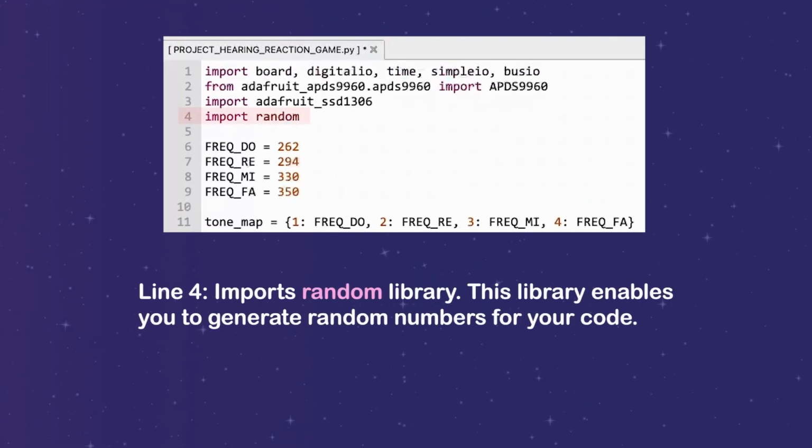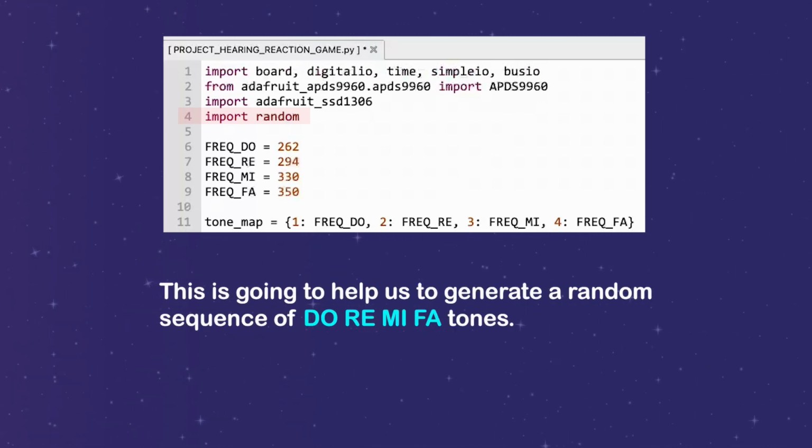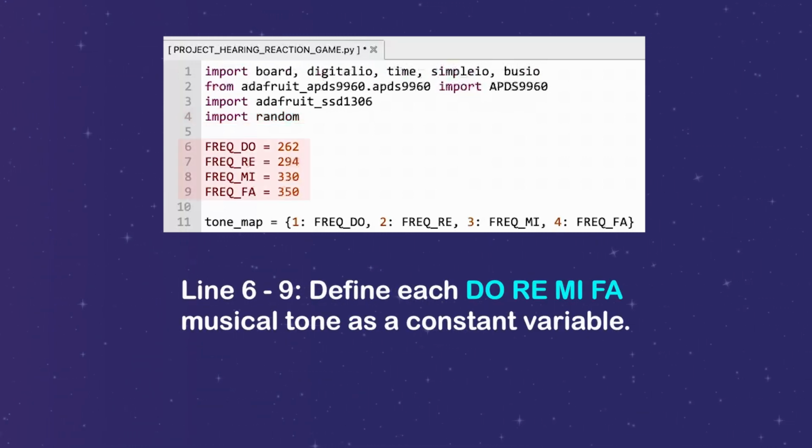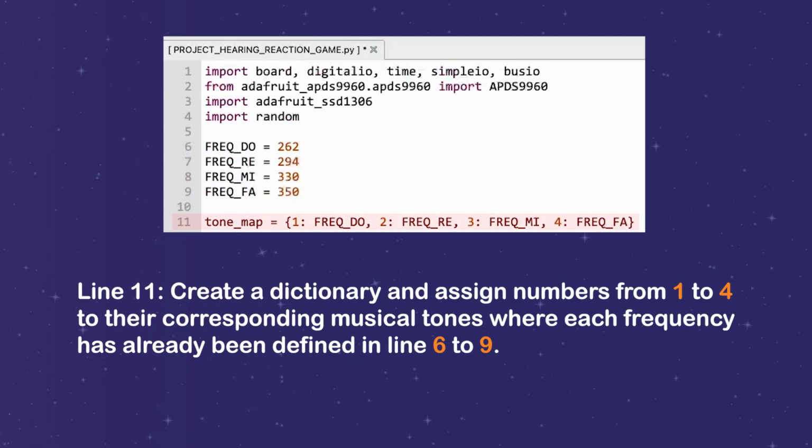Line 4 imports random library. This library enables you to generate random numbers for your code. This is going to help us to generate a random sequence of Do, Re, Mi, Fa tones. Line 6 to 9 define each Do, Re, Mi, Fa musical tone as a constant variable. Line 11 creates a dictionary and assigns numbers from 1 to 4 to their corresponding musical tones, where each frequency has already been defined in line 6 to 9.